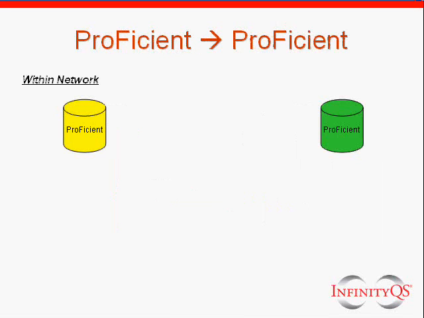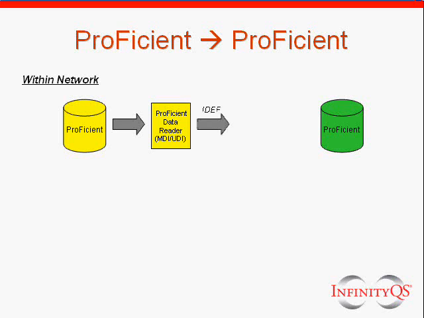Now let's talk about how you would configure EIS to accomplish these things. If the routing occurs within your network, it's very straightforward. You would point a proficient data reader, either MDI or UDI, to the source database, and it will begin generating IDEF messages when it detects new or changed records. A proficient data writer will grab those IDEF messages and push the contained data to the destination database.